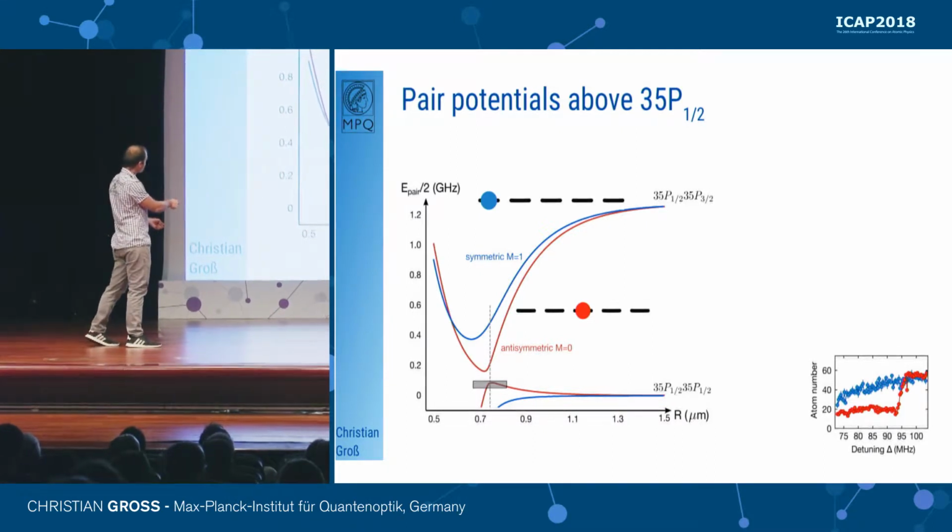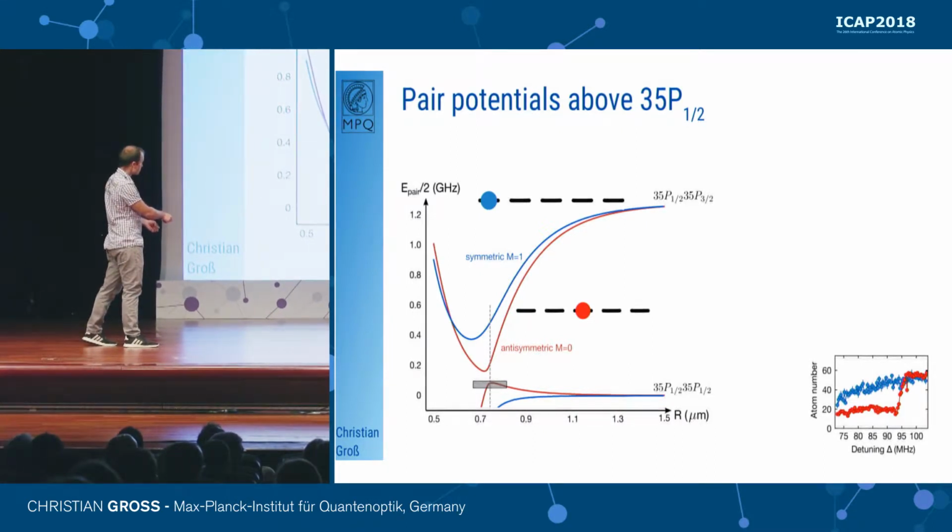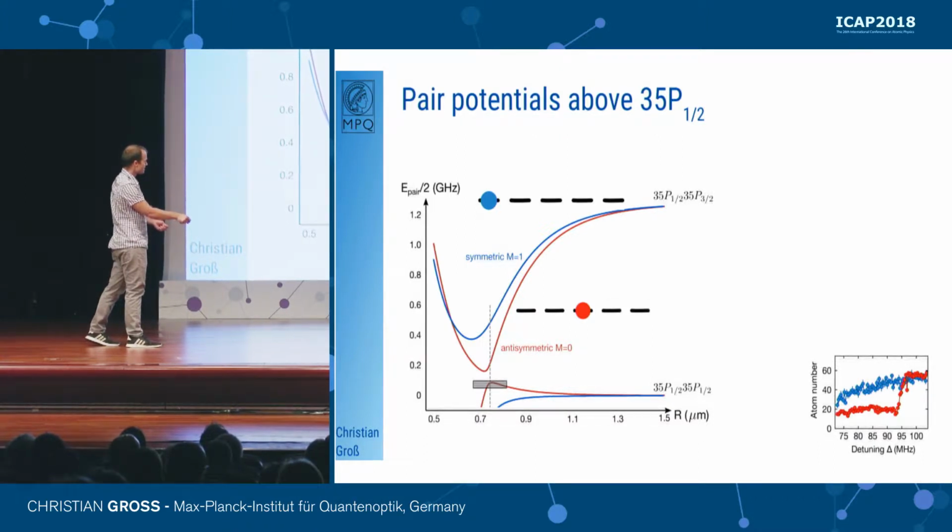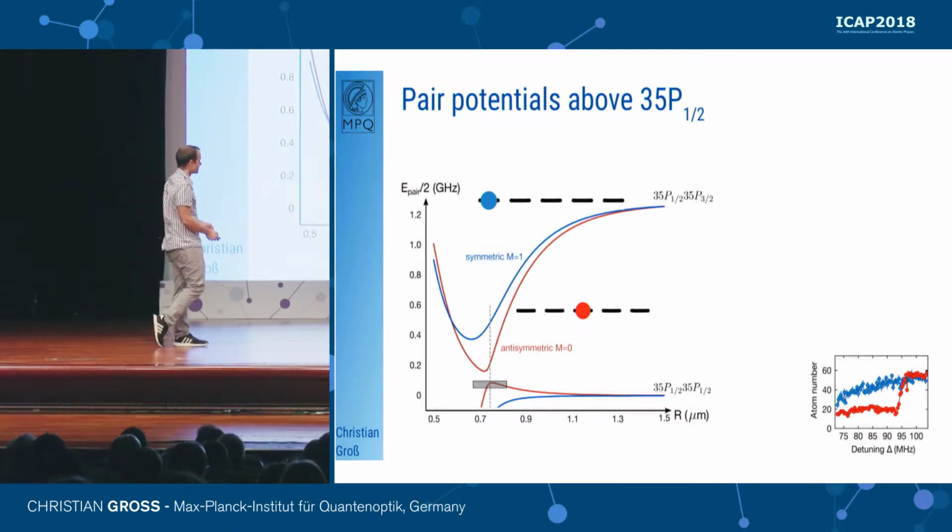In the case where we are in the symmetric state, so remind you there's no symmetric potential here, we see basically nothing. If we are in the antisymmetric state, we see basically losses below this well here, and then we see basically a high atom number that comes back to the symmetric case, so nothing happens there as well.